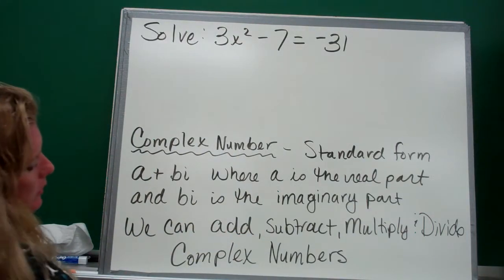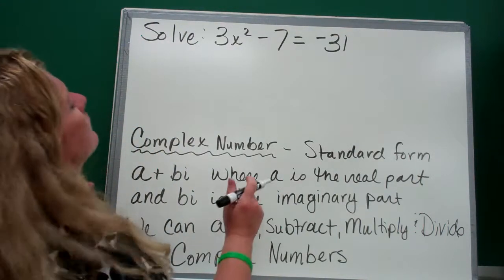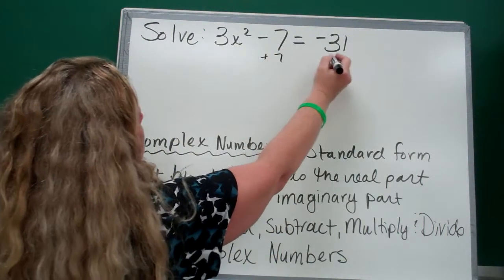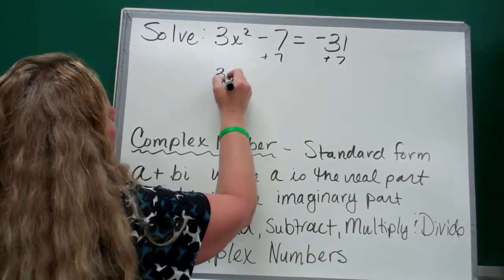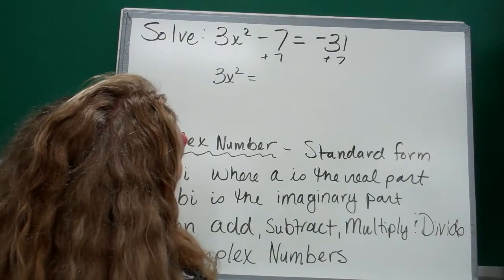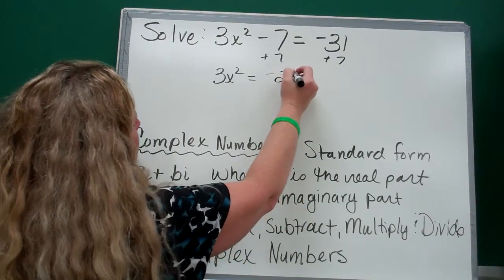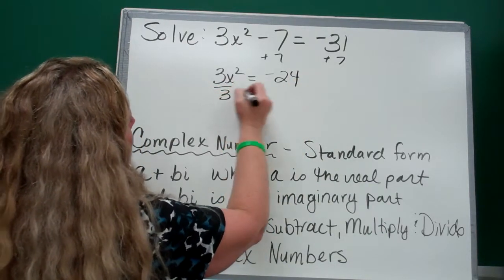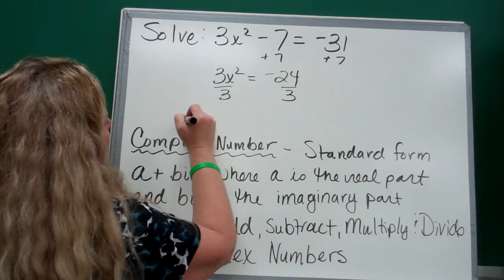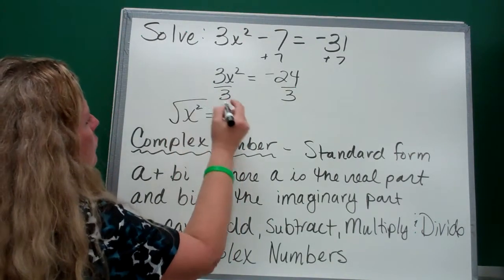Let's solve another one. Here we have 3x squared minus 7 equals -31. Add 7. So 3x squared equals -24. Divide by 3. x squared equals -8. Square root.